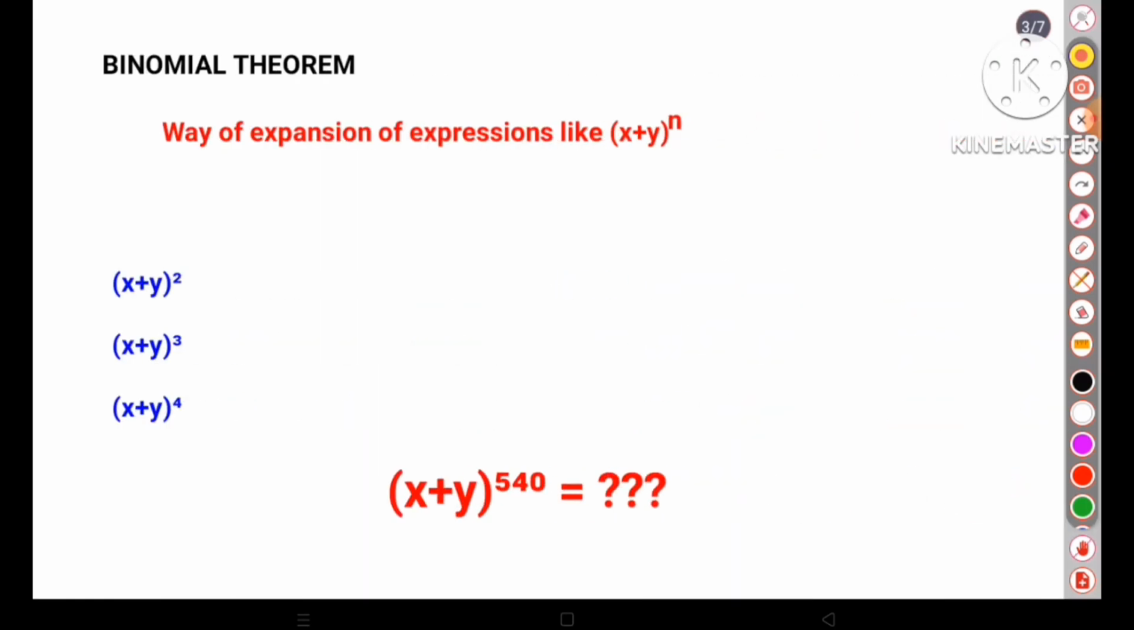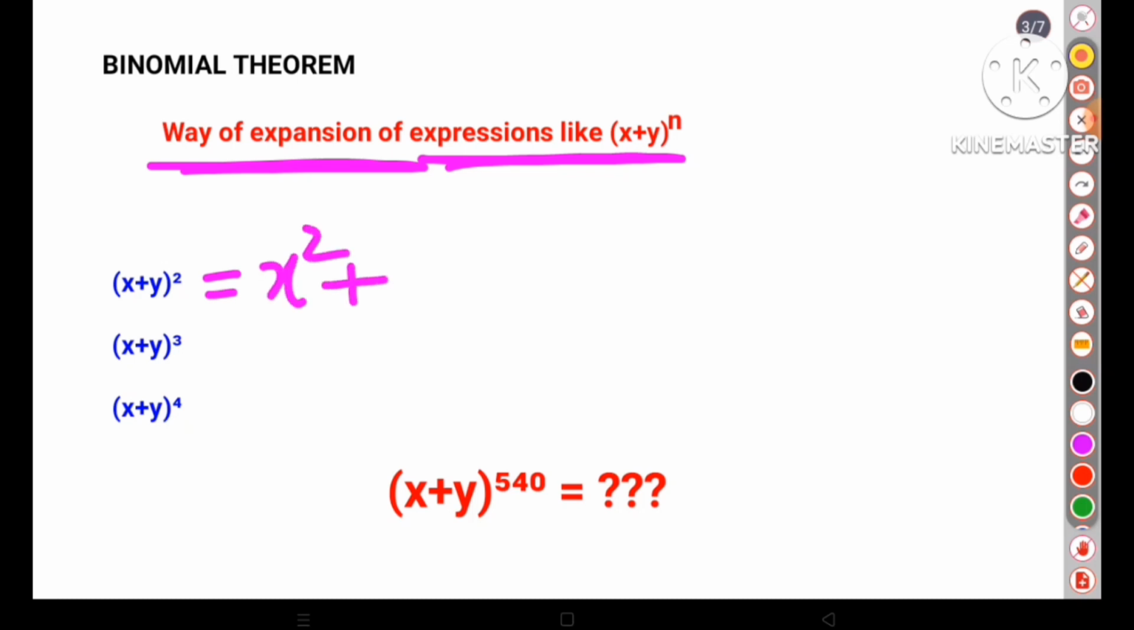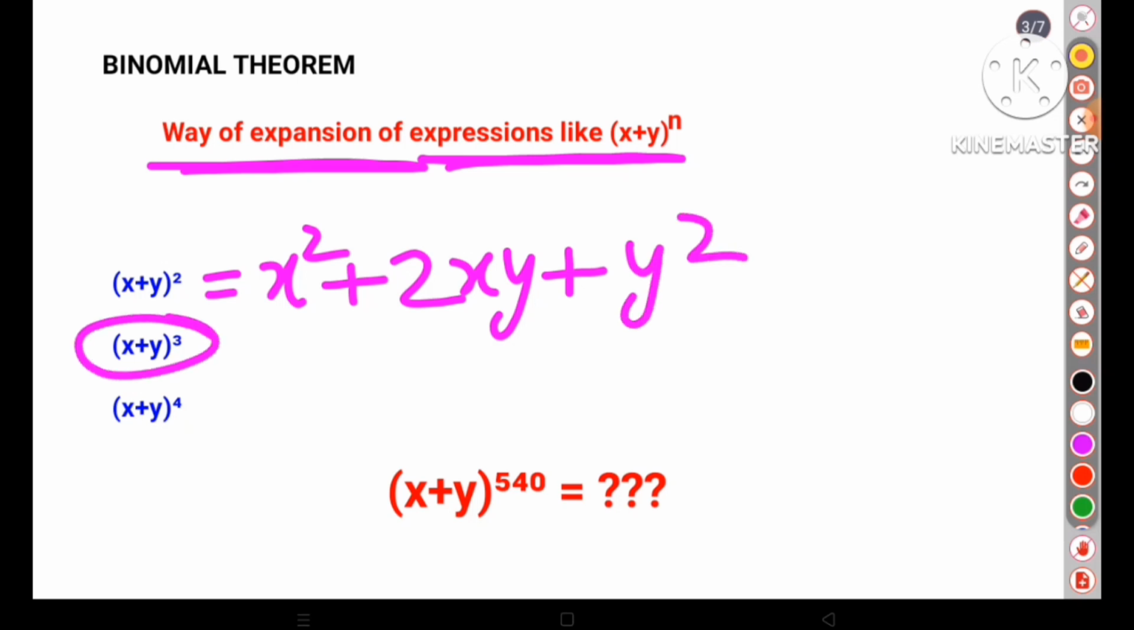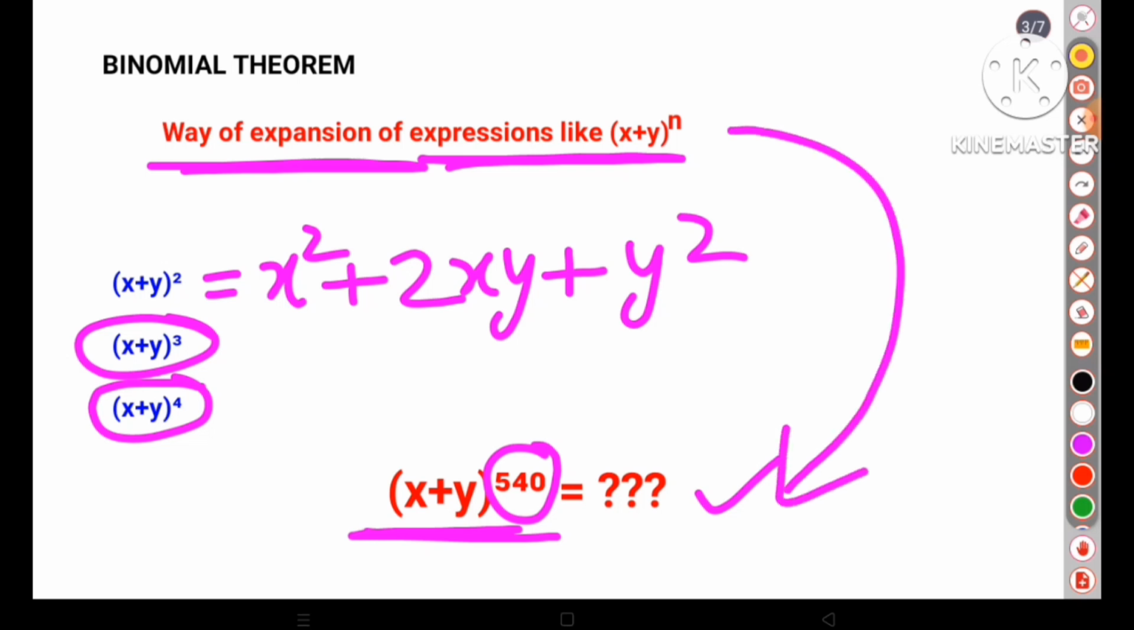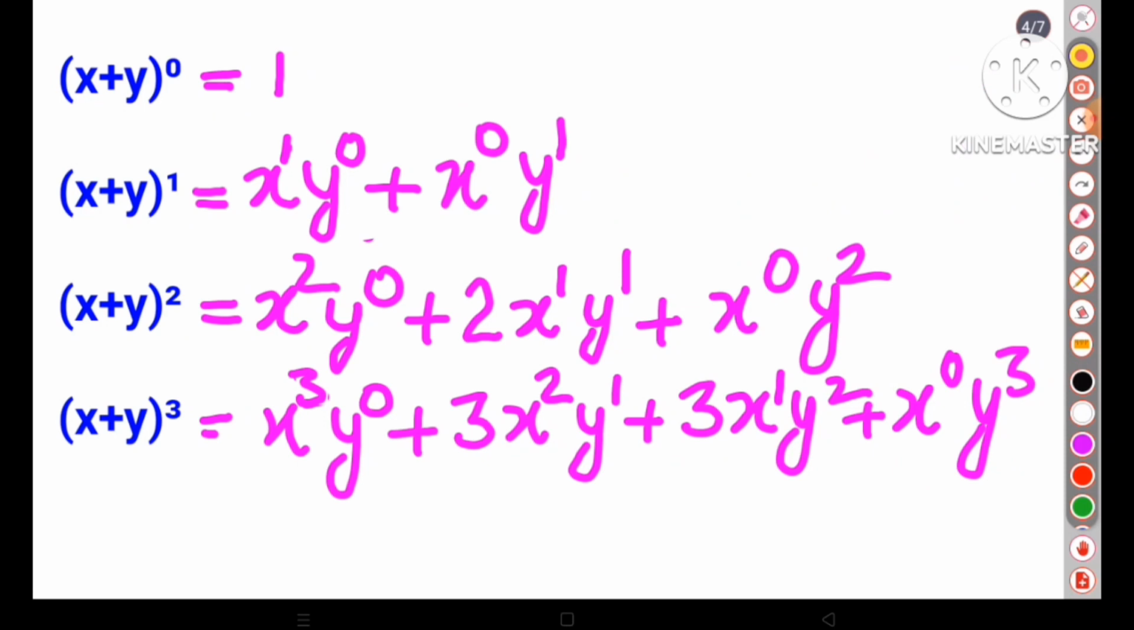अब डिस्कस करते हैं बाइनोमियल थ्योरम को. व्हाट इज बाइनोमियल थ्योरम? It is a way of expansion of expressions like (x plus y) raised to the power n. हम सबको पता है (x plus y) whole square is equal to x square plus 2xy plus y square. Similarly, we can expand (x plus y) whole cube and (x plus y) raised to the power 4. But what if the power is so huge, like 540? In this case, we cannot expand this equation and hence we have to make use of the binomial theorem. Binomial theorem is a derived theorem.